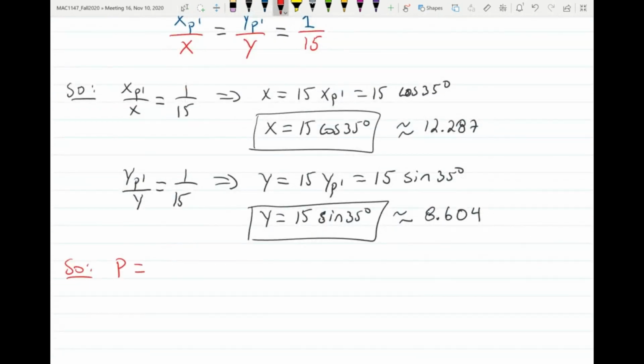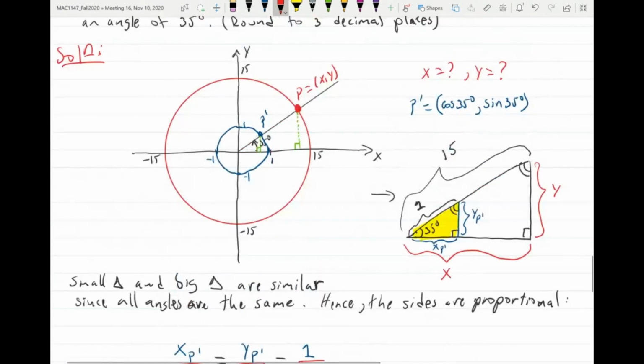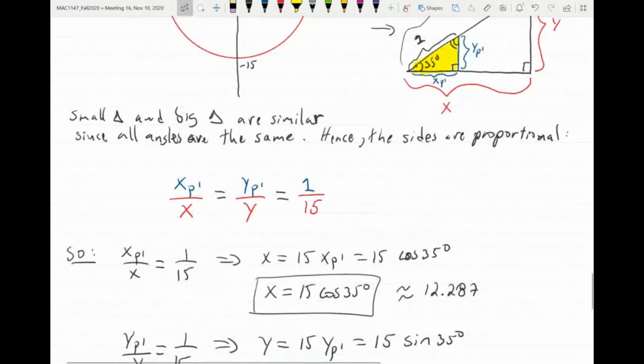So I'm going to write the exact coordinates of P. Okay? So 15 times cosine of 35 and 15 times sine of 35. Did you guys understand this? Very good. Yes, so that's what I'm about to get to right now, Maria. But let me make sure that everybody understands this. Did you guys understand this? What we just did?